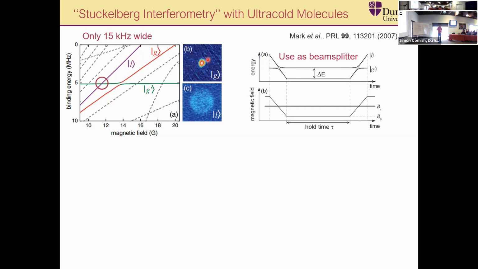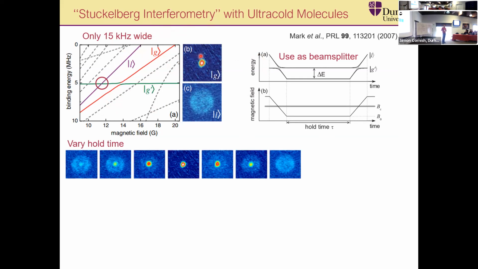And they have some state-sensitive detection because these G and L wave molecules dissociate very differently. When they go back up here, they get this big cloud. And if they go back up here and dissociate, they get a much tighter cloud. So that gives them this state-sensitive detection. And then you do this interferometry sequence: go down across the resonance, hold in some field, go back across, combine, and look at the interference. You can very much see this interference pattern changing between these two molecular states.